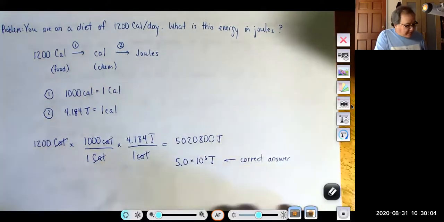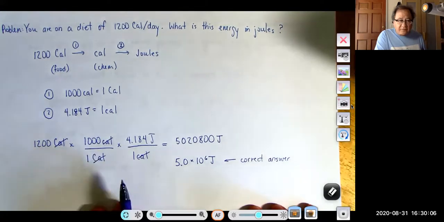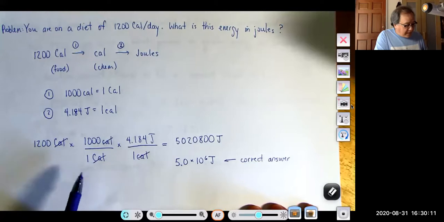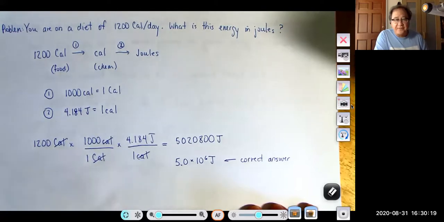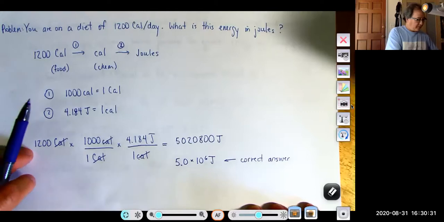And then, rather than solve the problem at that point after the first conversion, I'm just going to use the second conversion right away. And notice I put the 1 lowercase calorie in the bottom so that these calories cancel, and I get 4.184 joules in the top. So my answer ends up being 5.0 times 10 to the 6 joules. That's your correct answer. So 1,200 Calories a day is 5 million joules.